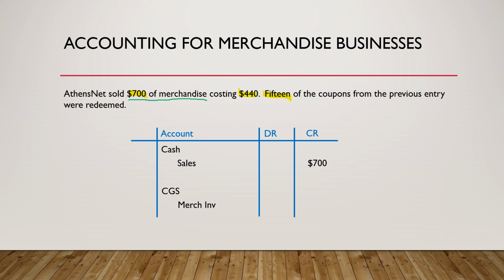Not all of that $700 in revenue is being received as cash, because we accepted some of those previously issued receipt coupons as tender. The dollar value of those coupons will be a debit to estimated coupons payable. Specifically, $30. The 15 coupons times $2 off per coupon. Thus, the cash collected will be $670. The debit to CGS and credit to merchandise inventory will be unaffected, $440.